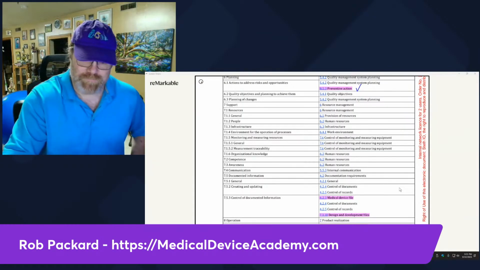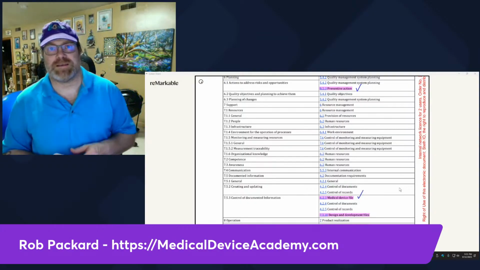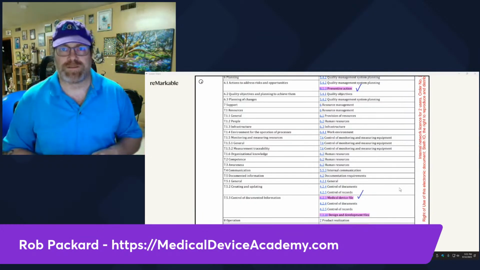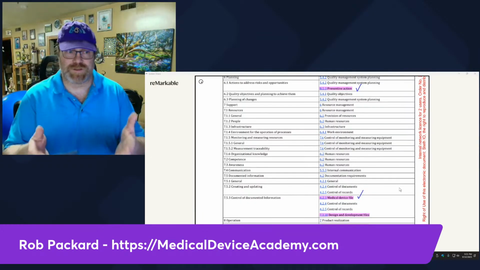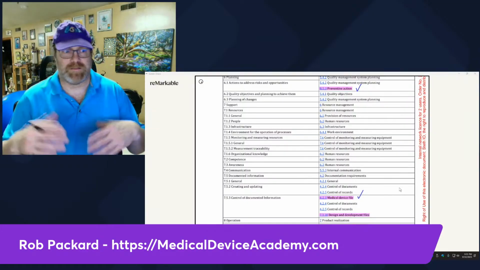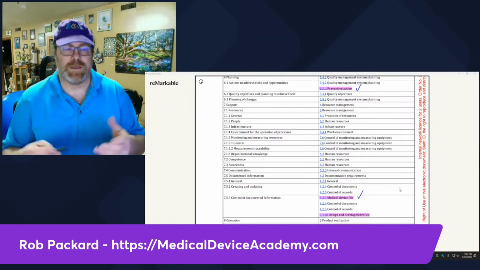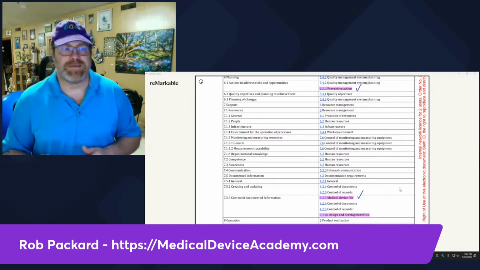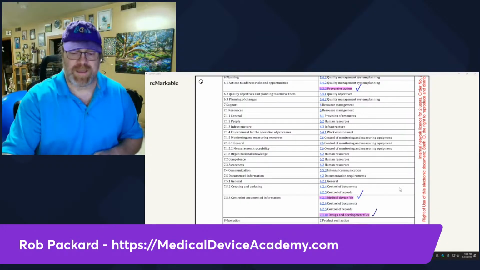also have the medical device file. Obviously, in a 9001 system, it's for general quality systems. You're not going to mention medical devices, so the need for a medical device file is completely non-existent. So that's why that's pink. Same thing for the design and development file.